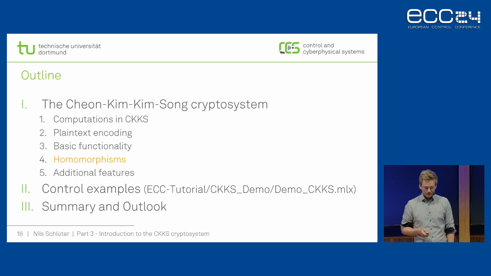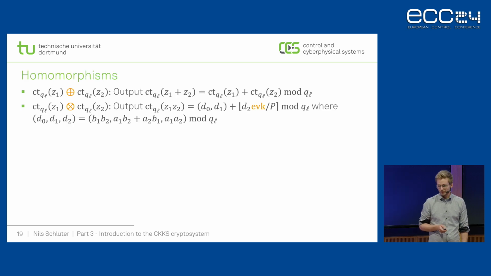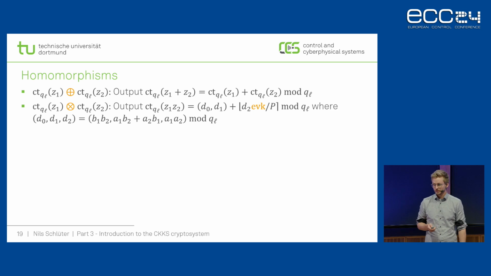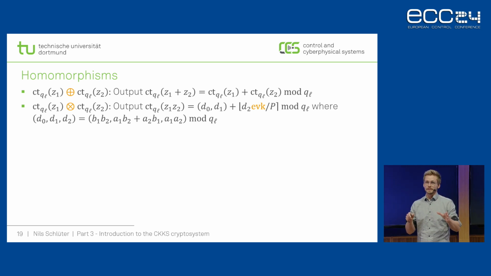The interesting part here is, of course, the homomorphisms. The first one is pretty easy. So the additive homomorphism is basically literally adding the ciphertexts. So you take the B of the first ciphertext and of the second, you add them, and for the second element of the tuple, you do that as well. And it's literally that easy because the encryption is linear.